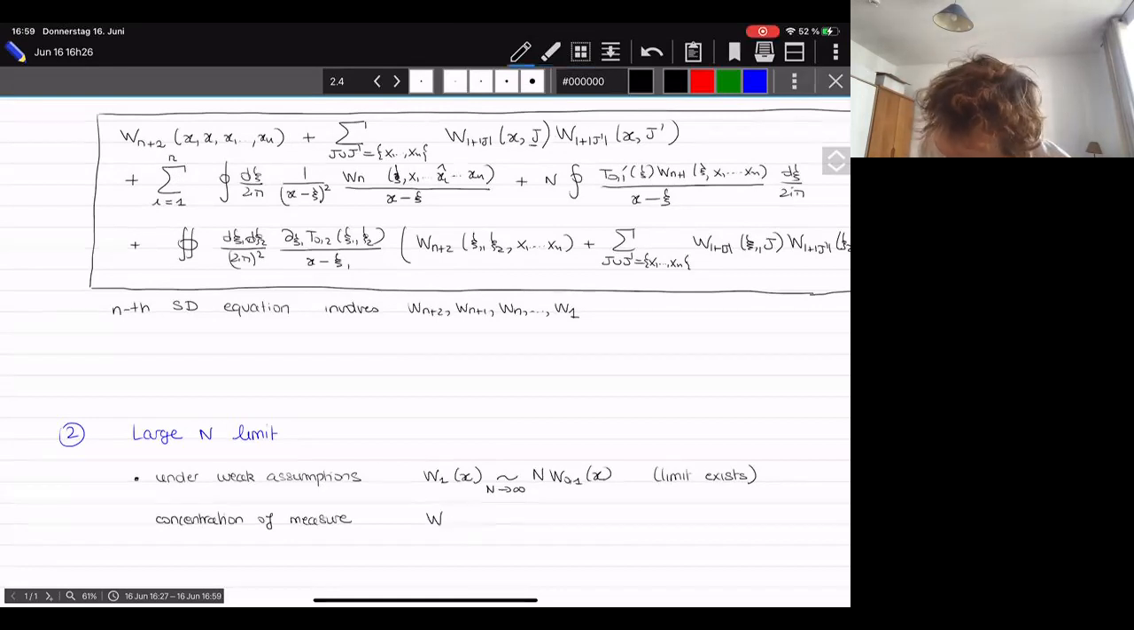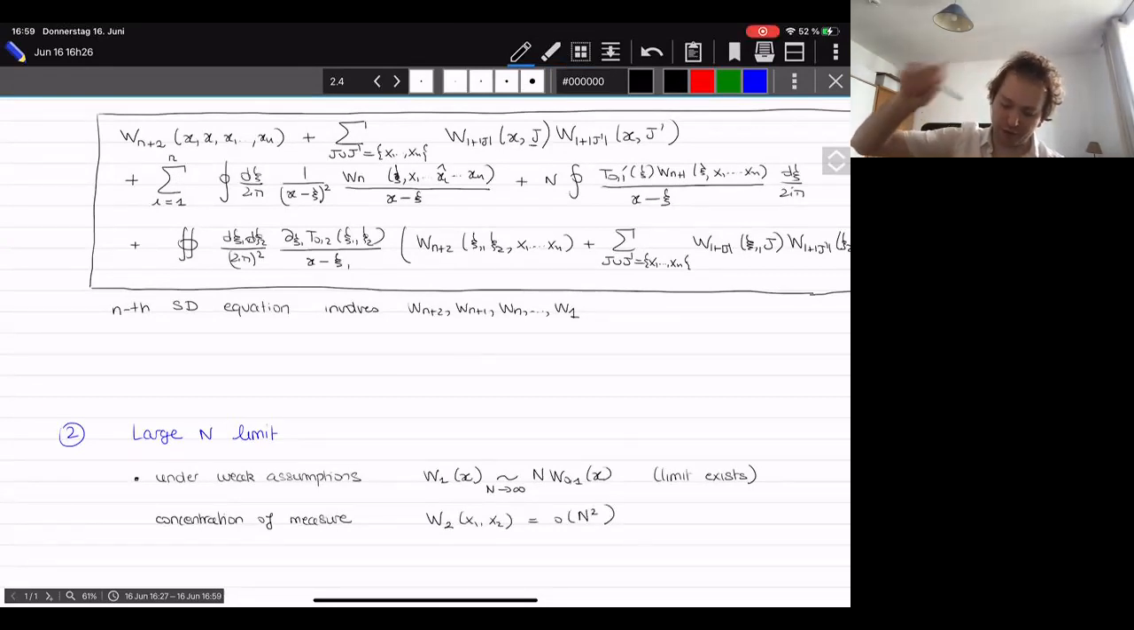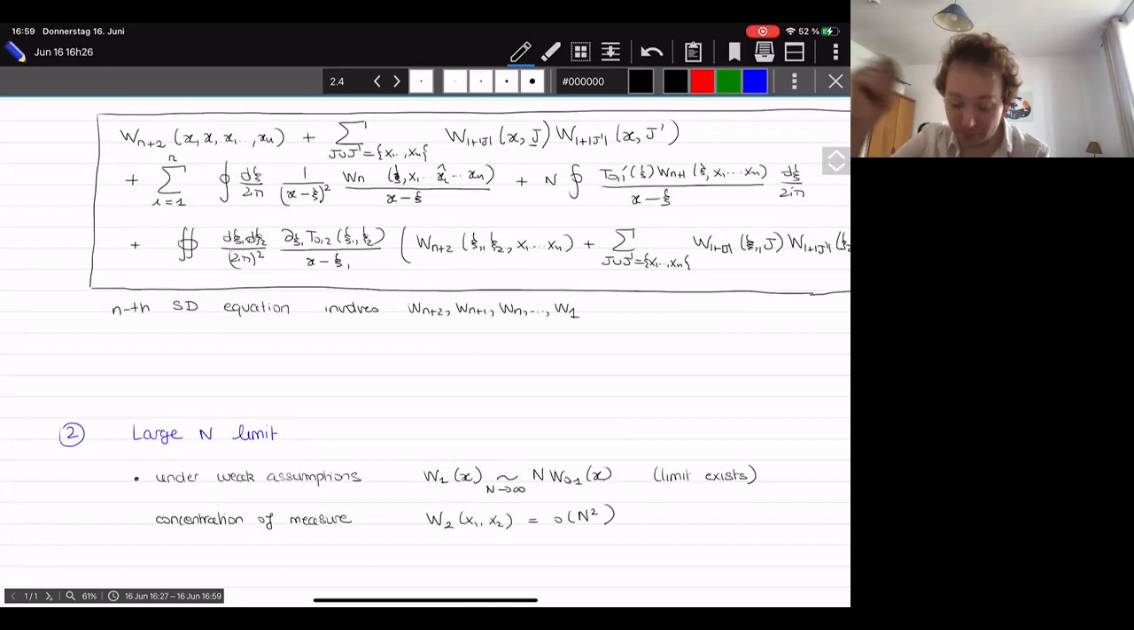in particular, maybe I just look at W_2 for the moment. It's negligible compared to N squared. Normally W_2 is this cumulant of the product of two traces. Each trace is of order N, so you may expect that to be at worst order N squared. And the concentration of measure guarantees that it's actually slightly lower order at least.